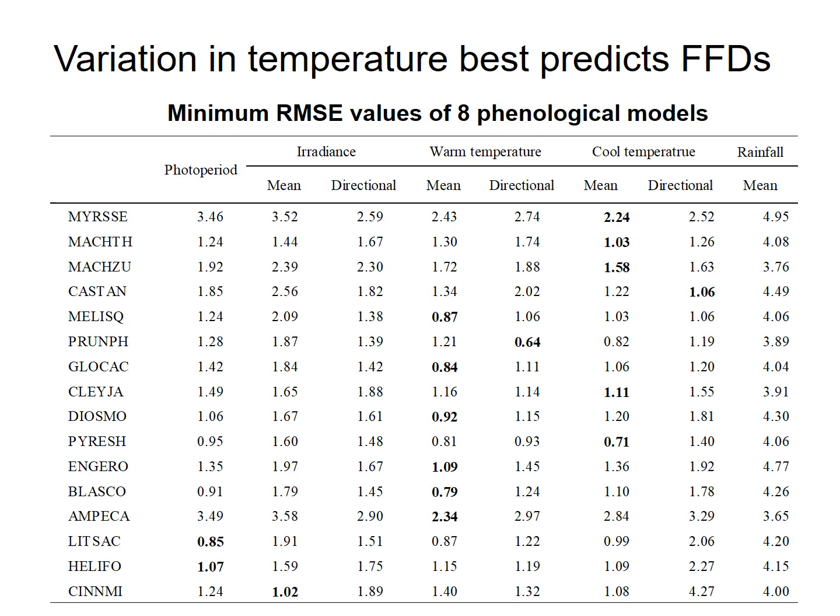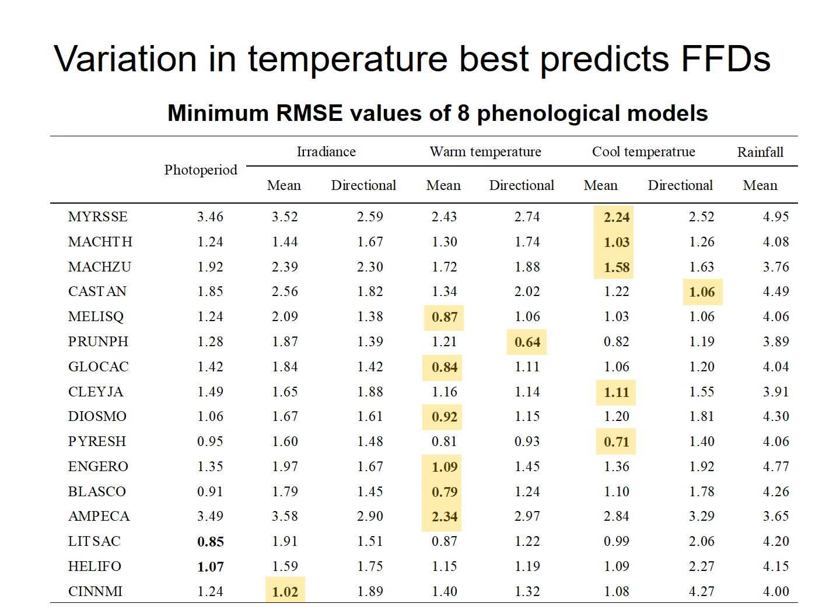Here are the results. The RMSE value of the photoperiod model is actually equal to the standard deviation of the FFD. The species with large interannual variation in FFDs would have large RMSE values. Among the other 7 models, the temperature hypothesis best predicts the FFDs of certain species, with lower minimum RMSE values than the photoperiod models.